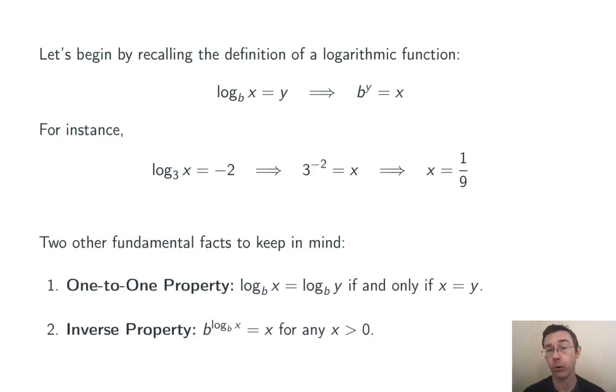Two other very important properties to keep in mind when solving equations involving logarithmic functions are the one-to-one property: if two equal logarithms have the same base, then the argument, the inside, has to be the same. And the inverse property: the function b to the x and the function log base b of x are inverses. So b to the x undoes a logarithmic function.